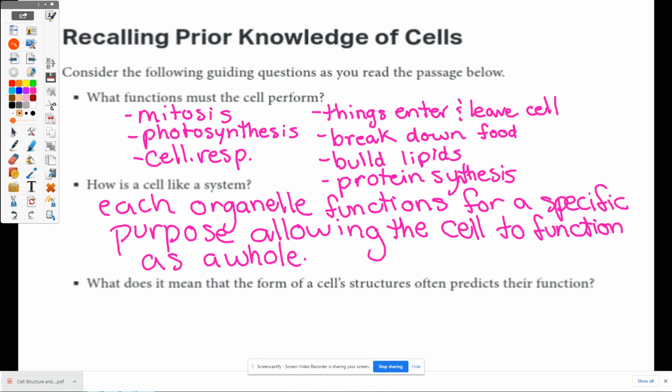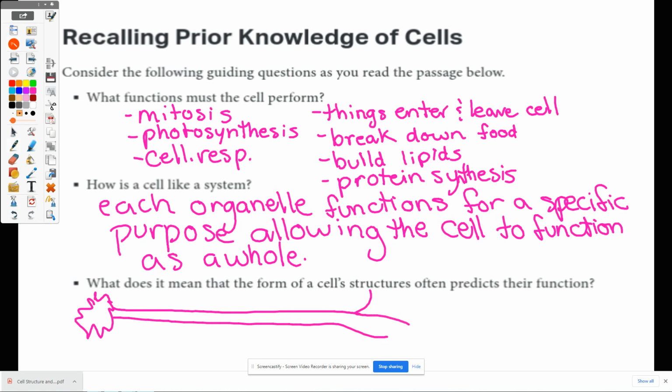Our nerve cells are really long, and they extend a long way, and then they have these branches that reach out. And why do they have that? So they can transmit a signal.